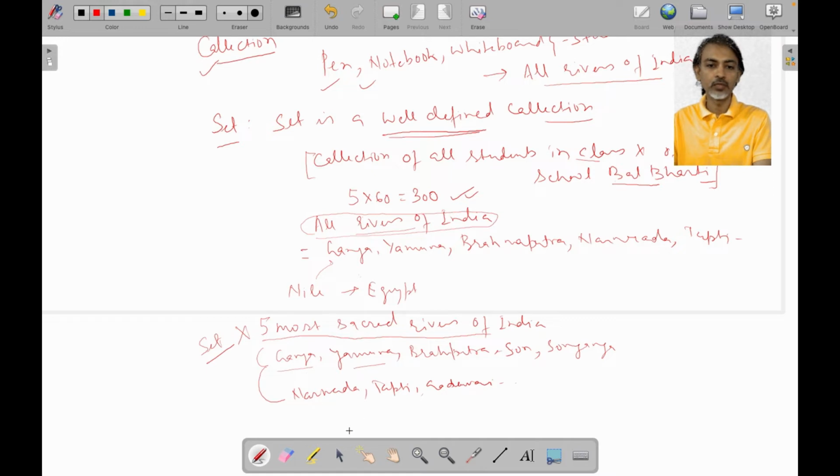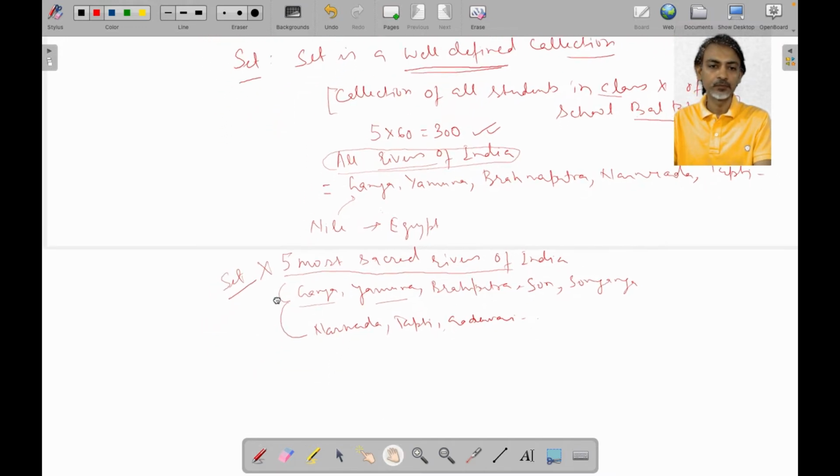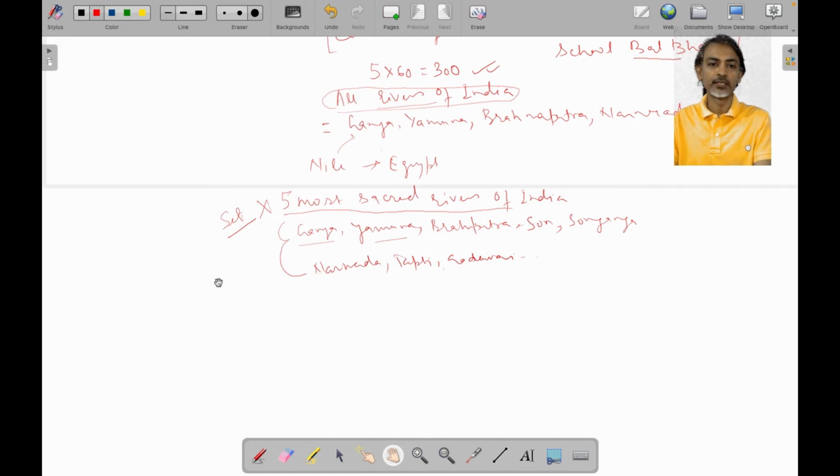So now let's move further and try to understand another concept: how do we write a set, and what are the rules if we want to write a set. All these members of the collection are either called members, or elements, or objects. The members belonging to a set are called members, elements or objects of the set.